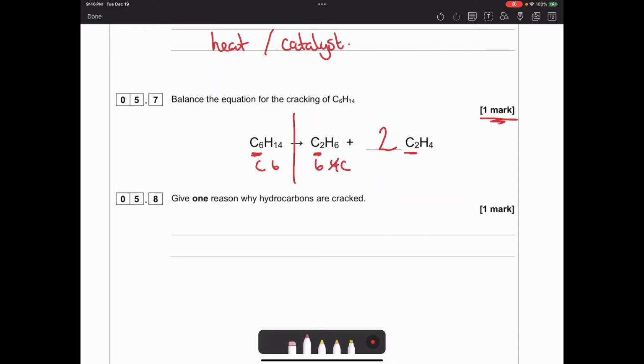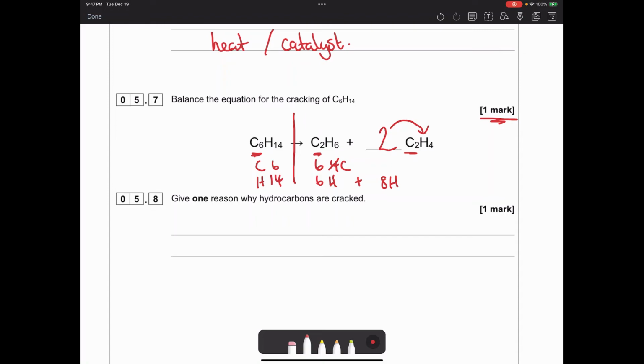That would mean I've now got 6 carbons. I can check my hydrogens. I've got 14 hydrogens. I've got 6 hydrogens here on my left hand side, and I've got 2 lots of 4. That gives me 8 hydrogens. If I add 8 and 6, that gives me 14. So I know that is right.